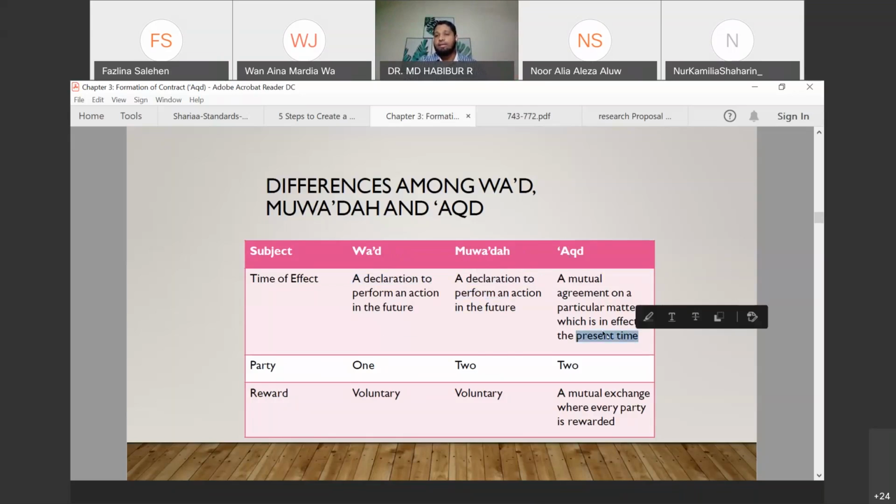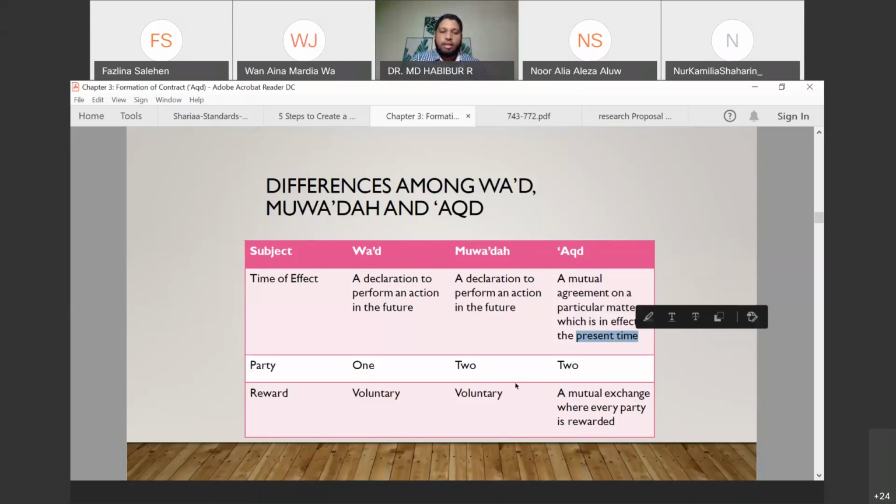Because if it is akad, it means I have sold. Bi'tu, I have sold my house. And the purchaser says, ishtaraitu, I have purchased. So it is already done, present time. But when we say, I will sell my house tomorrow, this is not a contract, this is just a promise. So akad is always related to the present time, but wa'ad and muawada are related to the future.